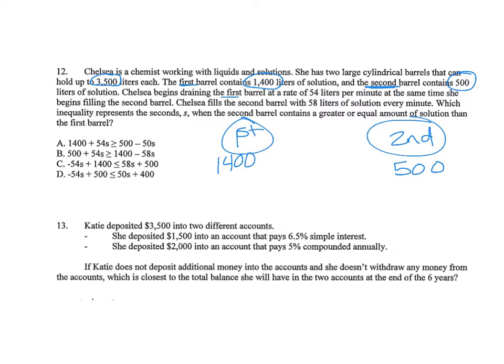She began draining the first barrel at a rate of 54 liters per minute. So I'm going to put 54, and that's per minute, so that has the variable on it. And then Chelsea fills the second barrel with 58 liters of solution every minute. So here's the only difference, draining and filling. If we're draining something, we're getting rid of something, that would be subtracting. And if we're filling something up or adding to it, that would be addition or a positive.